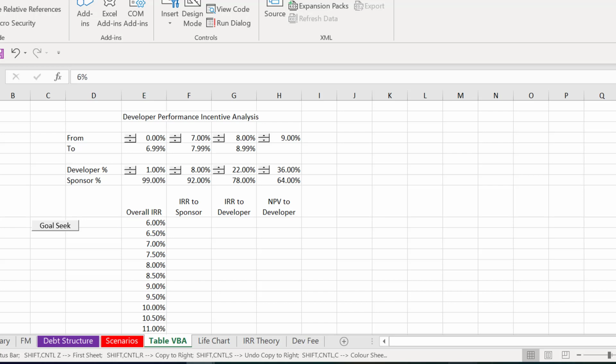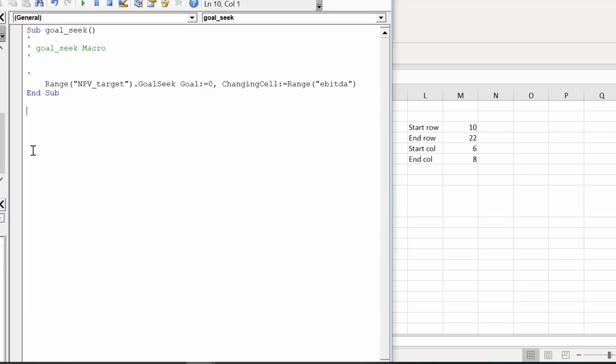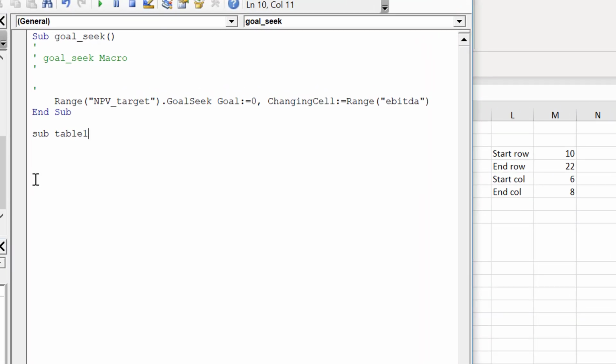Where do I stop it? Here. Now let's make this a data table. So you put sub table or anything you want. Table 2 is better, because I might have had another table there, I hope.